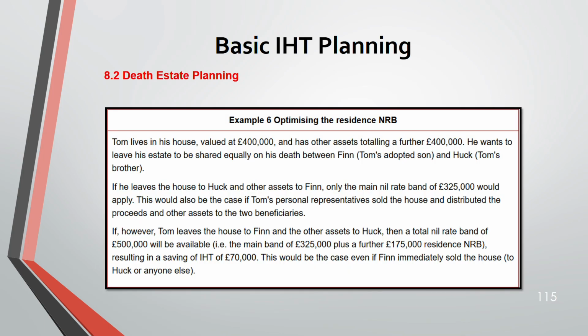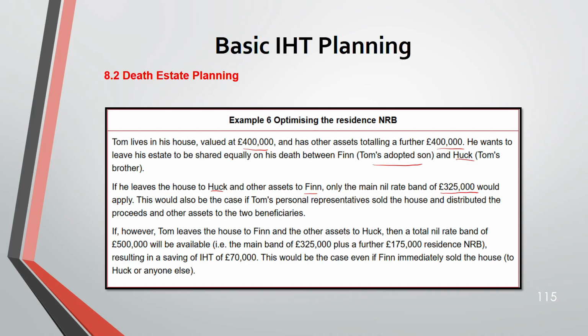Next, example 6. So here we are going to optimize the residence nil rate band. Tom is living in a house valued at 400,000 and has other assets totaling 400. He wants his estate to be shared equally on his death between his adopted son, Finn, and his brother, Hunk. If he leaves the home to Hunk, what happens? The other assets go to Finn. Okay. If he leaves the house to Hunk, that is the brother, remember, only the main nil rate band is available, 325, because Hunk is the brother, not a direct descendant.